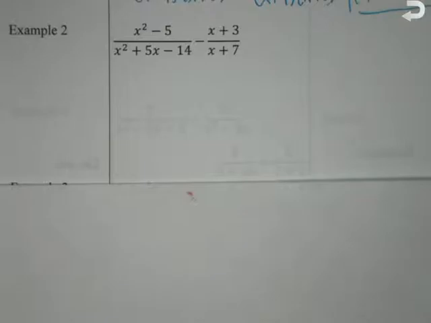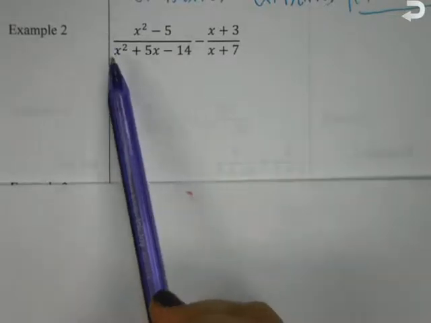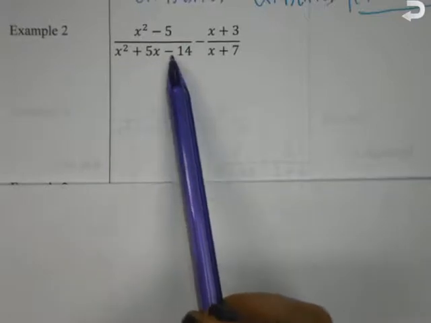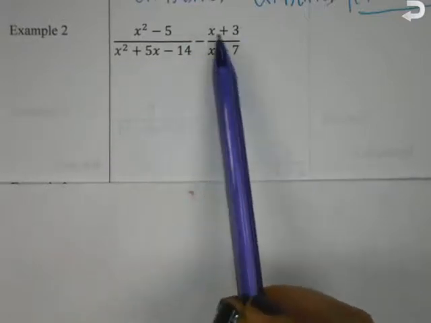x squared minus 5 all over x squared plus 5x minus 14 minus x plus 3 over x plus 7.